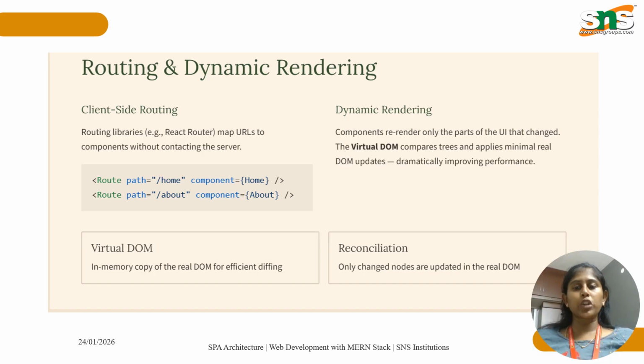So next, the virtual DOM, Document Object Model. So React creates an in-memory copy of the actual DOM called the virtual DOM. So whenever the data changes, React compares the old virtual DOM and the new virtual DOM, finds the difference and updates only the changed elements in the real DOM. So this process is usually called reconciliation. Because only small parts update, performance becomes much faster and more effective.